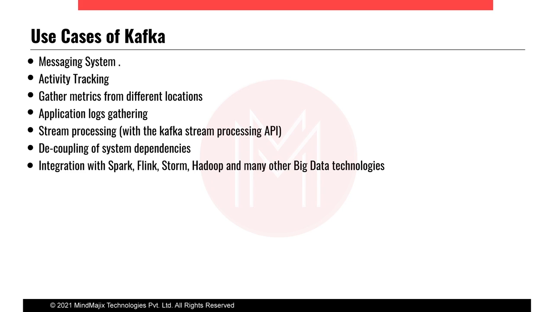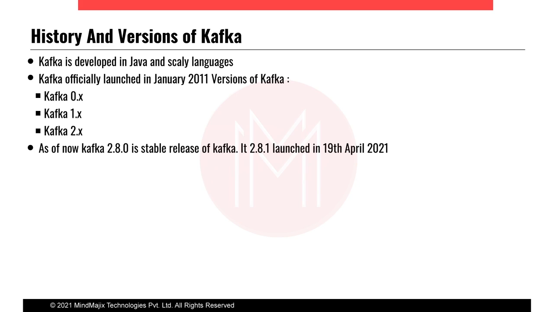And it can integrate with Spark, Flink, Storm, Hadoop, and many other big data technologies. So Kafka is the best fit in big data. You can gather so much data, and systems can analyze the data and take business decisions. Now let's see some background of Kafka.